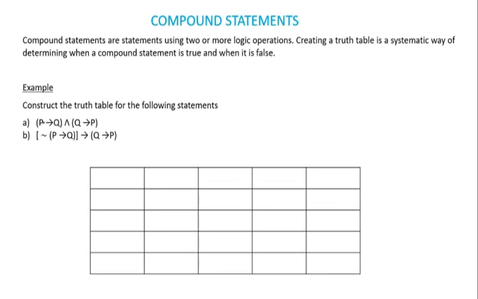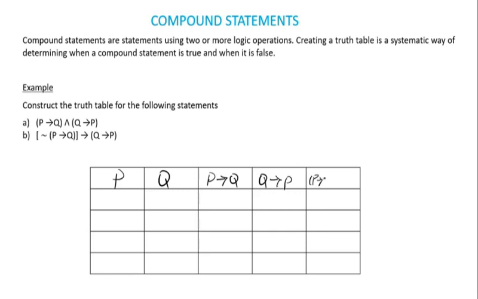So let's look at the truth table for example A. All right, so we have two statements. We have P and Q, so we write our P and then our Q here. So we have here P implies Q, so we need to write that down. P implies Q. We also have Q implies P, which is the converse of this. So Q implies P. Now we have the entire condition, which is what?